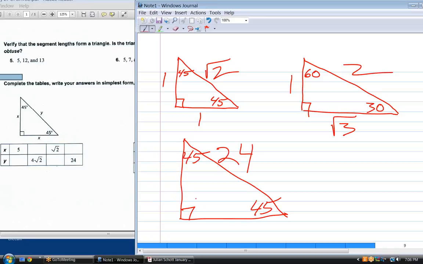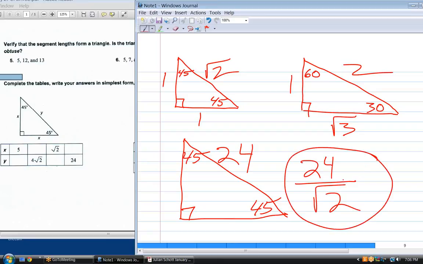How much bigger is this triangle than this triangle? 2 times bigger? Take equivalent proportional sides and divide the bigger one by the smaller one. So 24 divided by square root of 2. That's the similarity ratio. Okay. That's how much every side is bigger on this triangle than it is on this triangle.